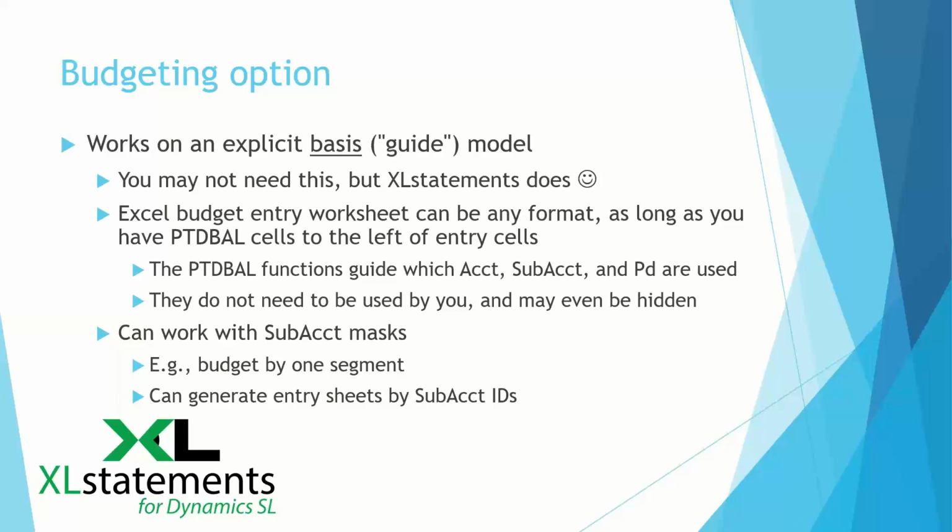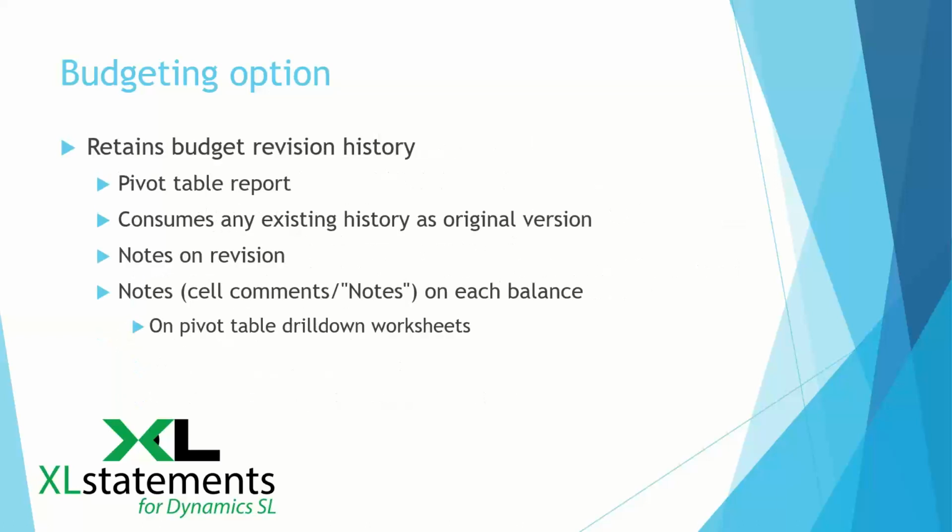So the budgeting option can work with sub-account masks. If you have several segments in your sub-account, let's say you've got region and department, and you don't budget by region, but you budget by department, XLstatements will work with that for you automatically. And it can even generate separate budget entry sheets, in this case by department. Those can be separate sheets in the same workbook, or separate workbooks if you're sending those out to managers with budgetary responsibility.